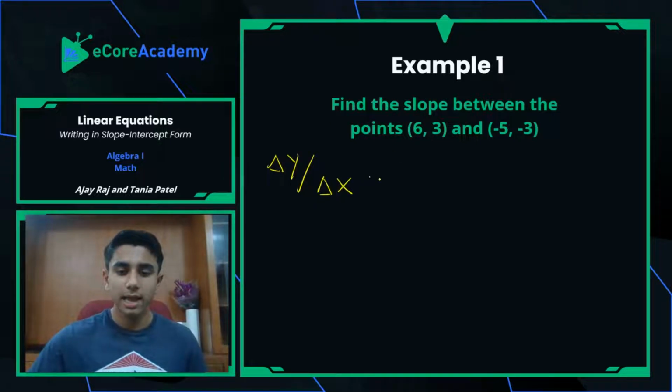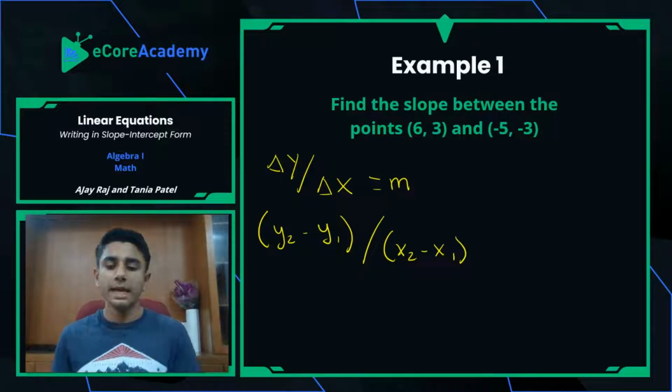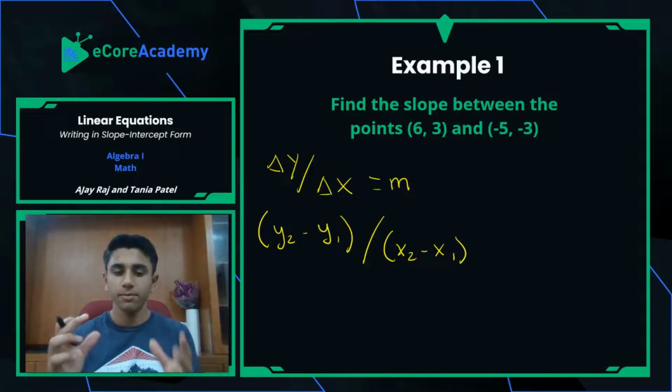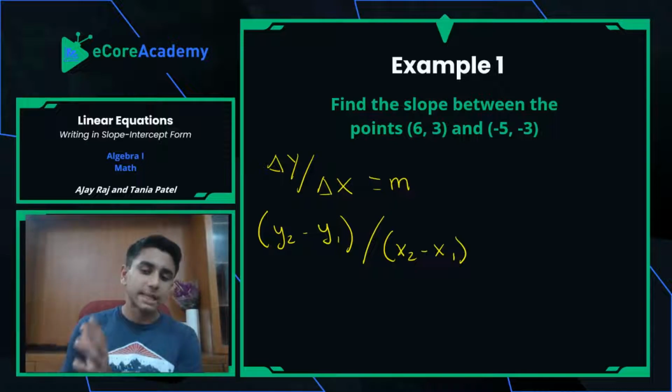So that's going to equal our m. So what exactly is the change in y? Well, that's going to be your y2 minus your y1 over x2 minus x1. We know that y1 and x1 are in the first coordinate pair. That subscript of 1 says the first coordinate pair, and then y2 and x2 are in the second coordinate pair.